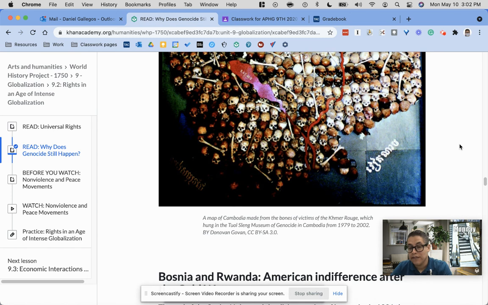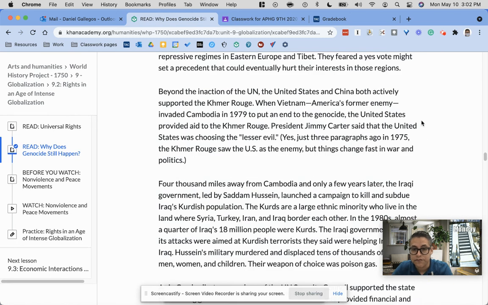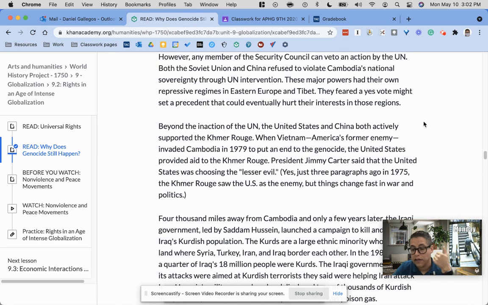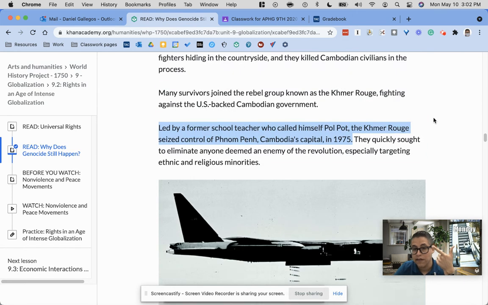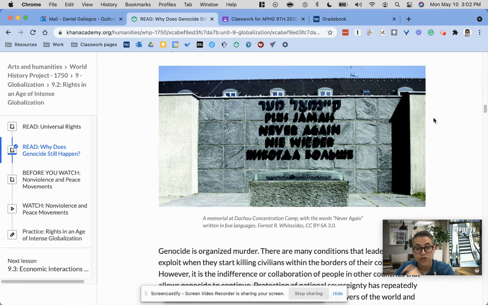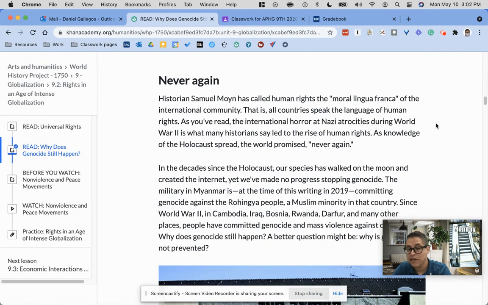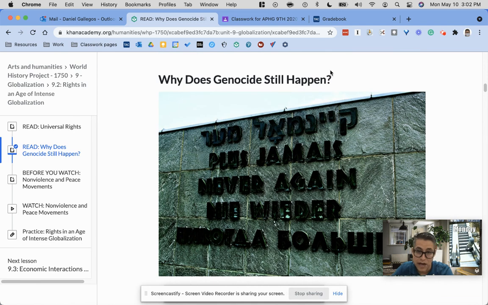So this is where I stopped, guys, but these were the main points that I talked about, just so you remember. I just talked about the Iraqi mass killings. I talked about the role of the U.S. in the mass killings there in Cambodia. And then I introduced you to why this is still happening. Why is genocide still happening?